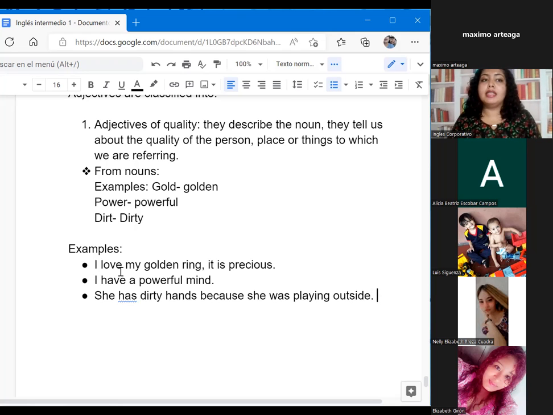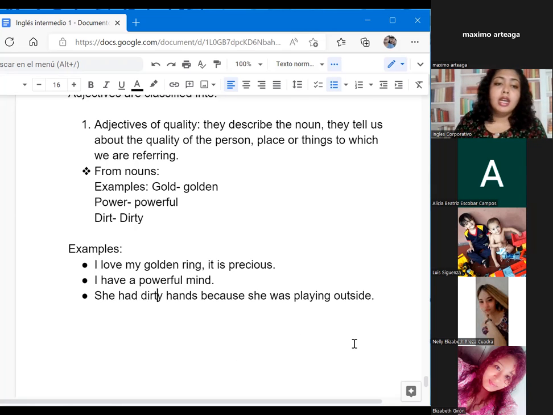So in that case, we have three sentences. I love, in that case, I can do it in past. I love my golden ring. It is precious. Me encanta o amo mi anillo dorado. Es precioso. I have a powerful mind. De una mente poderosa. She had dirty hands because she was playing outside. Ella tenía las manos sucias porque estuvo jugando afuera. So in that case, we have three different sentences. Then we have the number one that is from nouns.